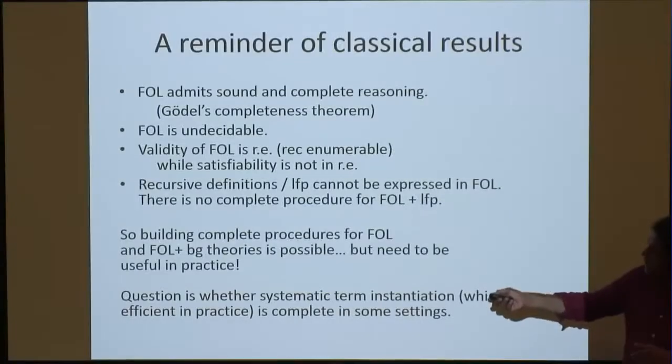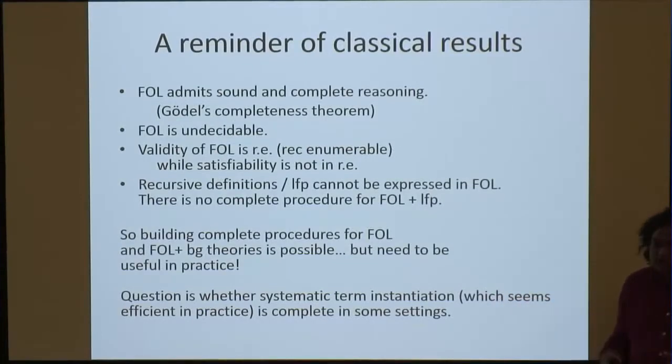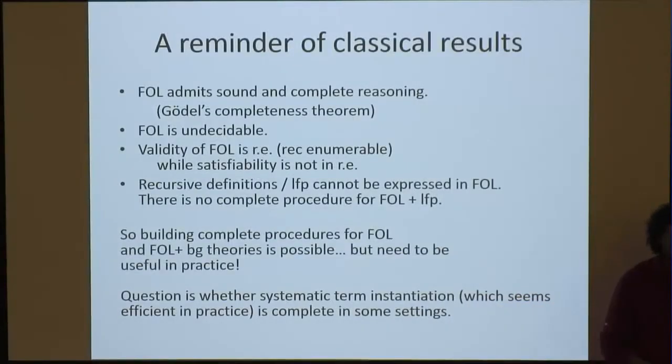But for first-order logic, building complete decision procedures is theoretically possible. You can just enumerate proofs. If you have your axioms, and axioms are enumerable, which they typically are even for the background theories, you can just keep on enumerating proofs, and you will find it at some point. But it's not useful in practice. You're not going to do this. So we are not interested in any enumeration which will be complete. What we want to show is whether quantifier instantiation, which seems to be particularly useful, is complete.